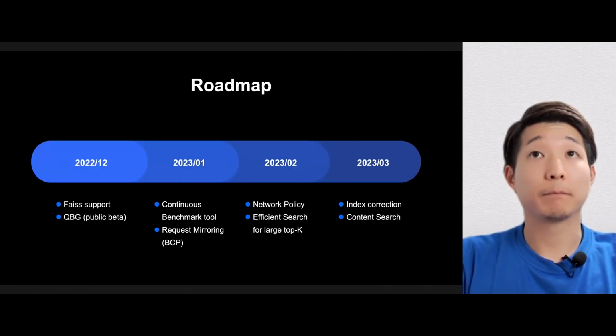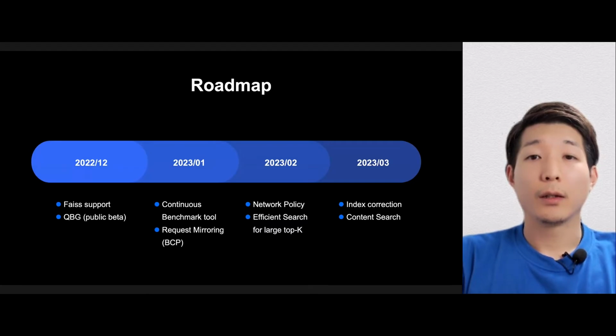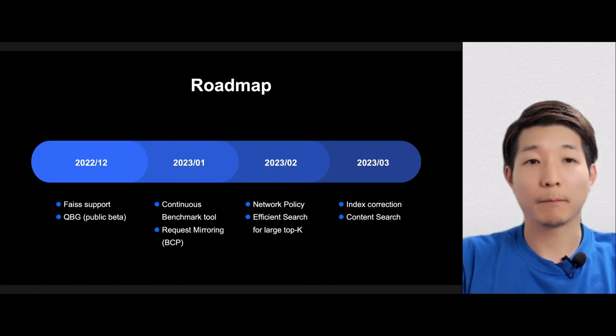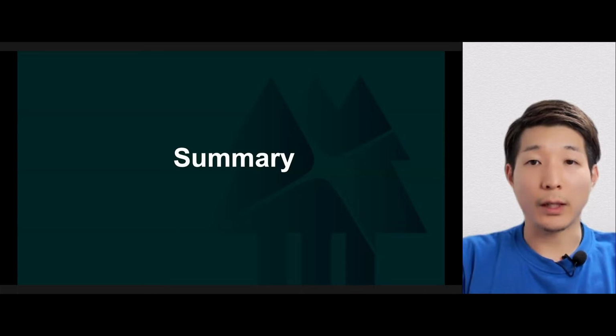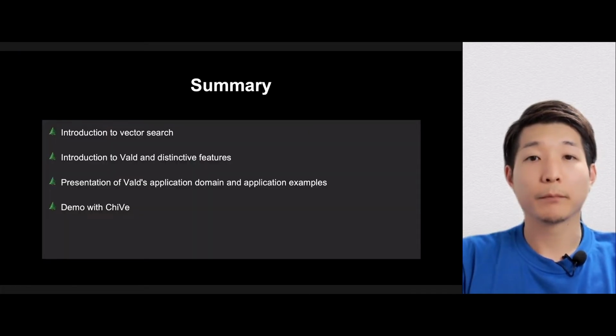Now I'd like to share the most up-to-date roadmap for Vald. In 2022, we plan to add two additional core algorithms. One is Faiss, which we got a lot of requests for, and also QBG, using quantization graphs, in public beta. And for 2023, we are planning to offer continuous benchmark tools, request mirroring functions, and network policy.